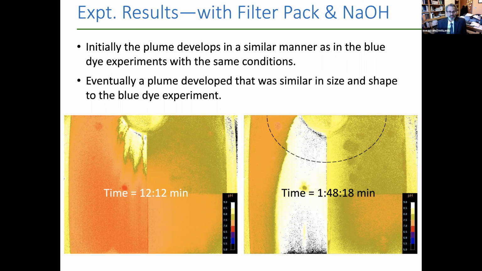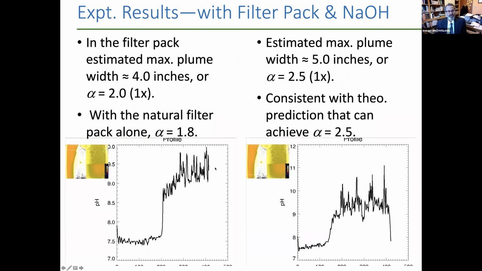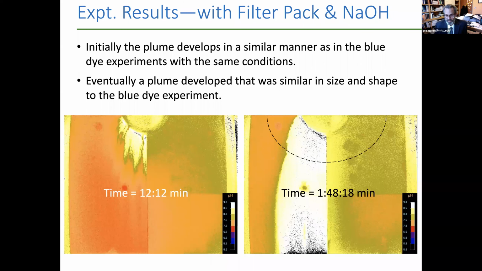So how does this compare to what we got with the blue dye experiments? Well, in the zone where we had the filter pack, we estimated the max plume width to be about 4 inches. That's an alpha of 2. It's a little bigger than what we got with the natural filter pack alone, which was about 1.8. I think that might be a little bit of an artifact of where we took that measurement. We took that measurement kind of in here where there's a little bit of a bump out of the plume, and we may need to double check that. But anyway, it's similar to what we got for the 2mm glass beads alone.